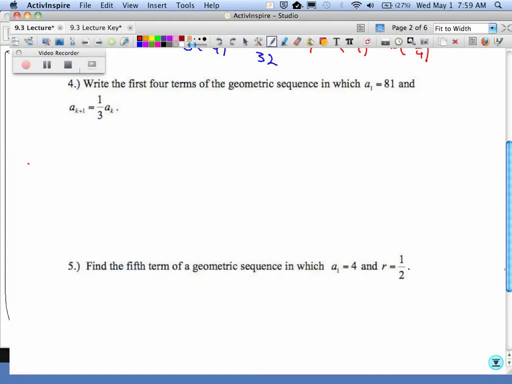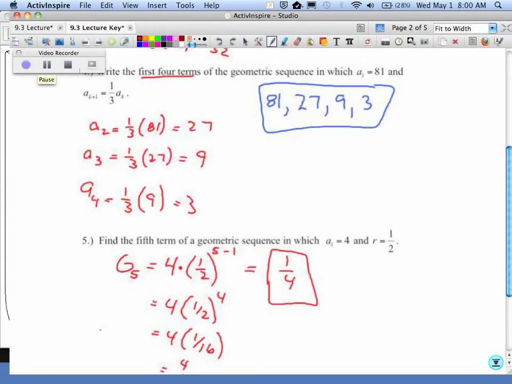So here's our answer. I'm going to take 1/3 of 81 from my a sub 2 term, that's 27. Take 1/3 of 27, that's 9. Take 1/3 of 9, that's 3.